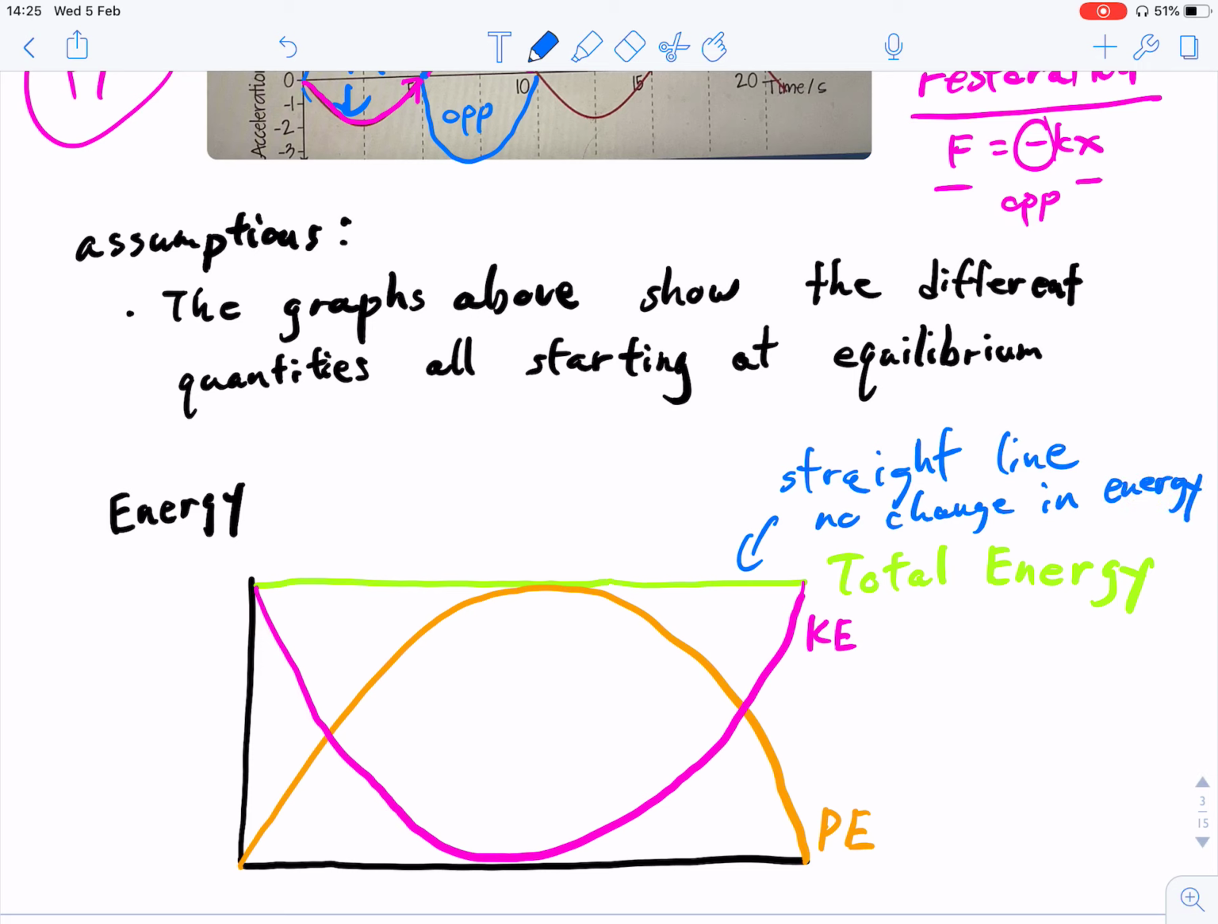This is obviously assuming a frictionless environment. So it's an ideal or frictionless environment. Okay, but really, if we did have friction, then the total energy would essentially decay over time. So it may look something like that, in which case it'll eventually reach zero.